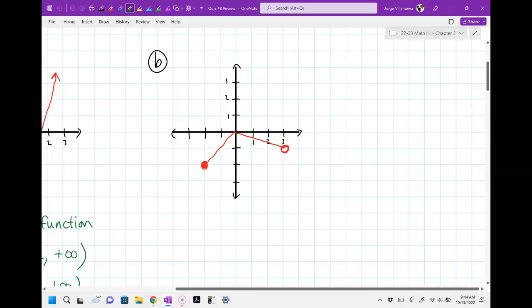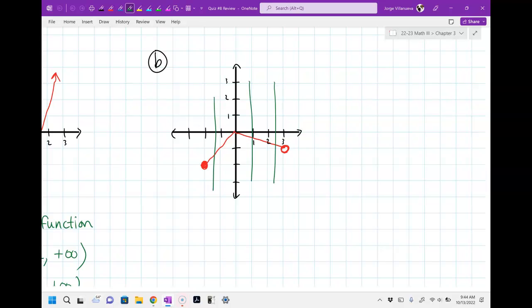All right, so for part B, remember, I want to check first if it's a function. That's the easiest part to do, right? So I'm just going to draw vertical lines, right? So here's one, here's another, here's another. None of those touch more than once per line. So since they only touch one time per line, this is a function.